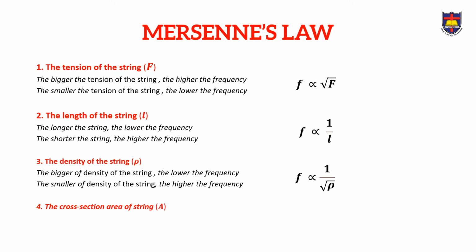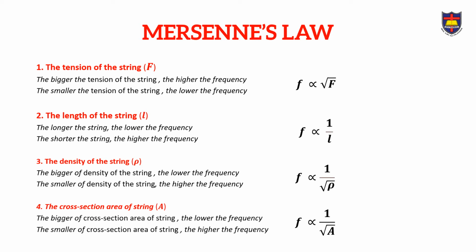Now, the cross-section area of the string. From that formula, frequency is inversely proportional to the square root of A. So that means the bigger the cross-section area of the string, the lower the frequency, or the smaller the cross-sectional area of the string, the higher the frequency produced.